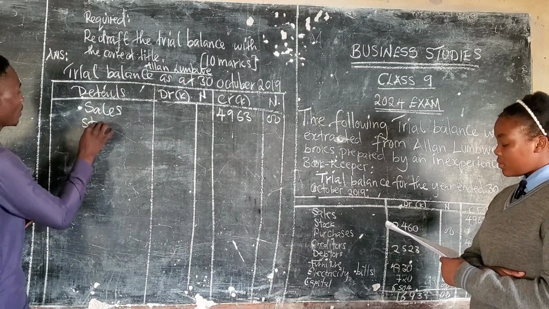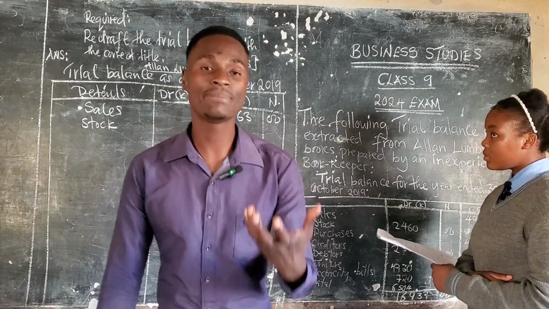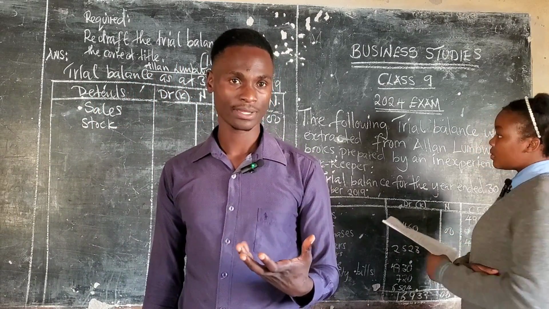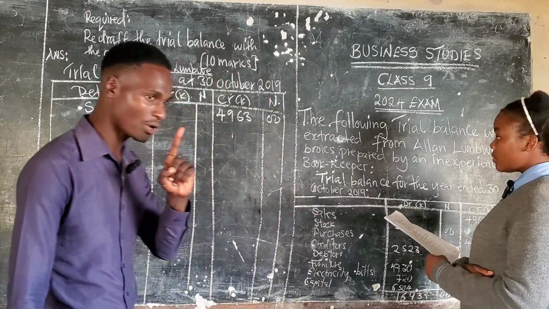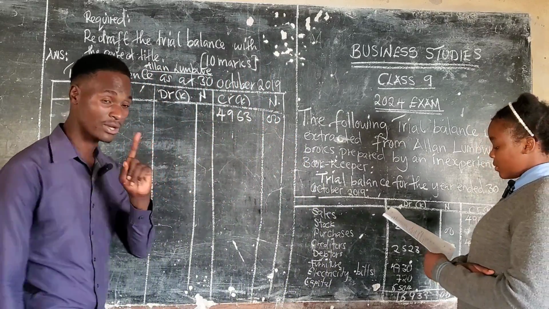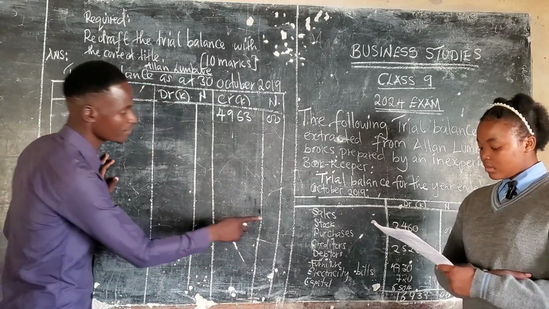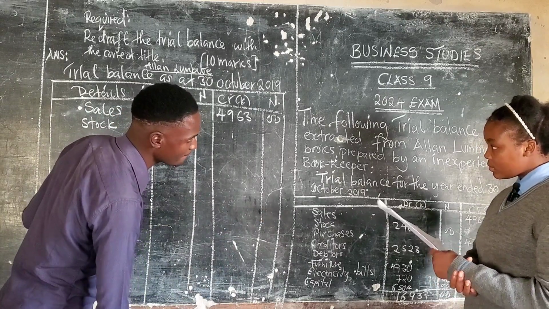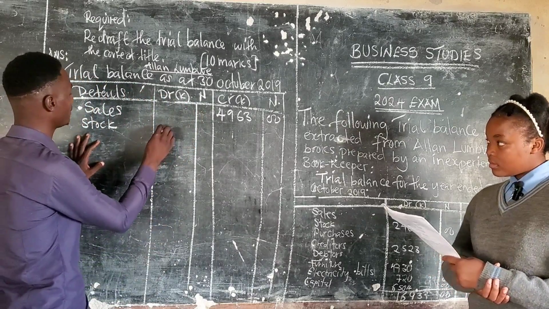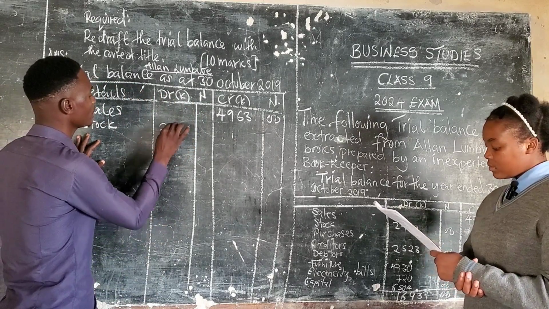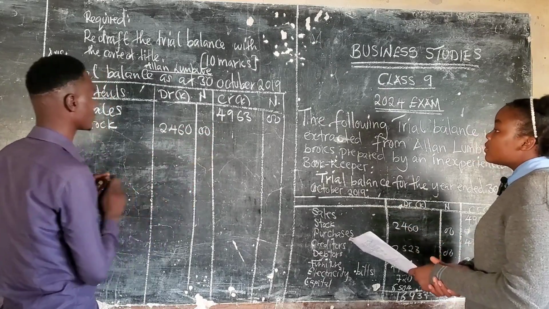Stock. You need to ask yourself, is stock a liability or an asset? It's an asset, a current asset. Stock or assets go to the debit side of the trial balance. This person had it on the debit, so we leave it on the debit side as 2,460.